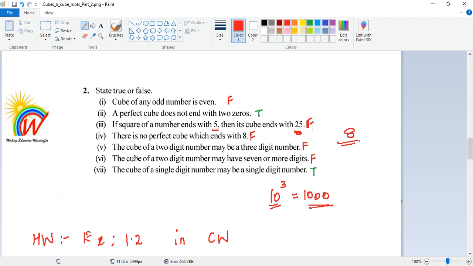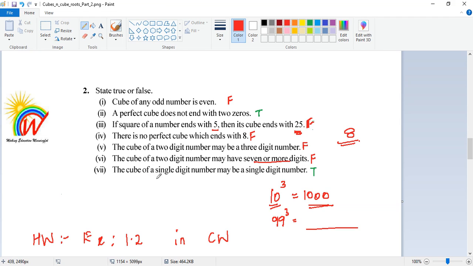The next one says the cube of a 2-digit number may be 7 or more digits. Now if you see, the largest 2-digit number is 99. 99 cube, if you check, is going to be a 6-digit number, okay? So that's why we say it cannot be 7 or more digits. The maximum number of digits you may get is just 6, not more than that. The last one is, the cube of a single digit number may be a single digit number.